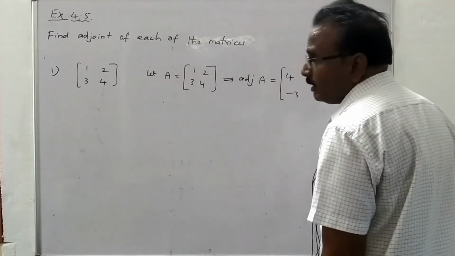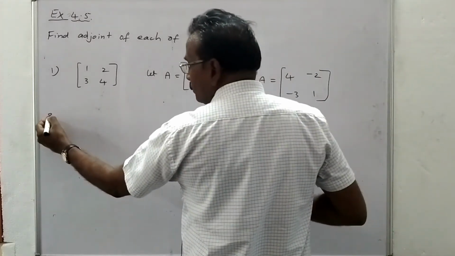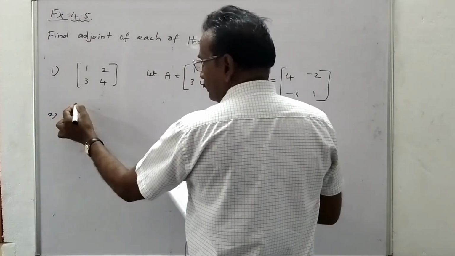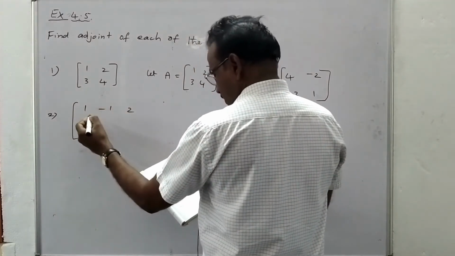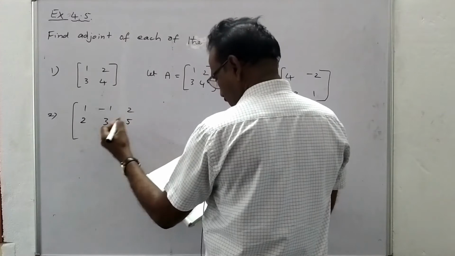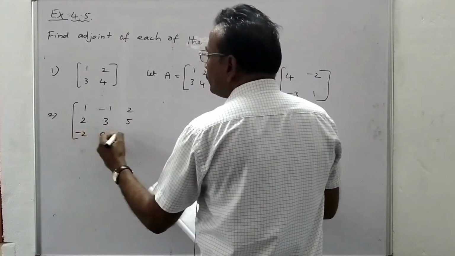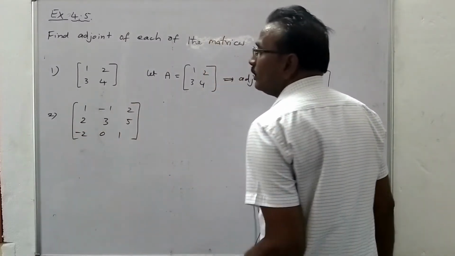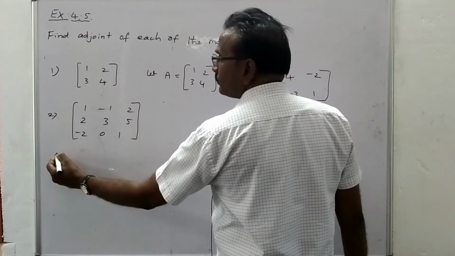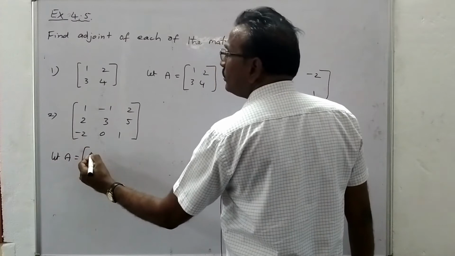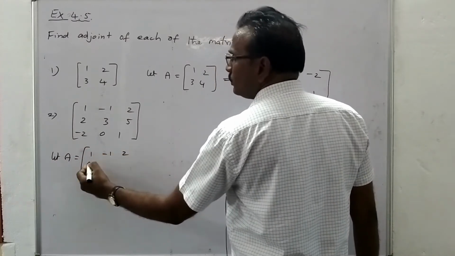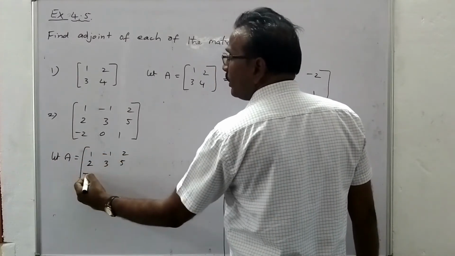We can write it directly. Question number 2: the given matrix is 1, minus 1, 2, 2, 3, 5, minus 2, 0, 1. Let the matrix be A or B, no problem: 1, minus 1, 2, 2, 3, 5, minus 2, 0, 1.